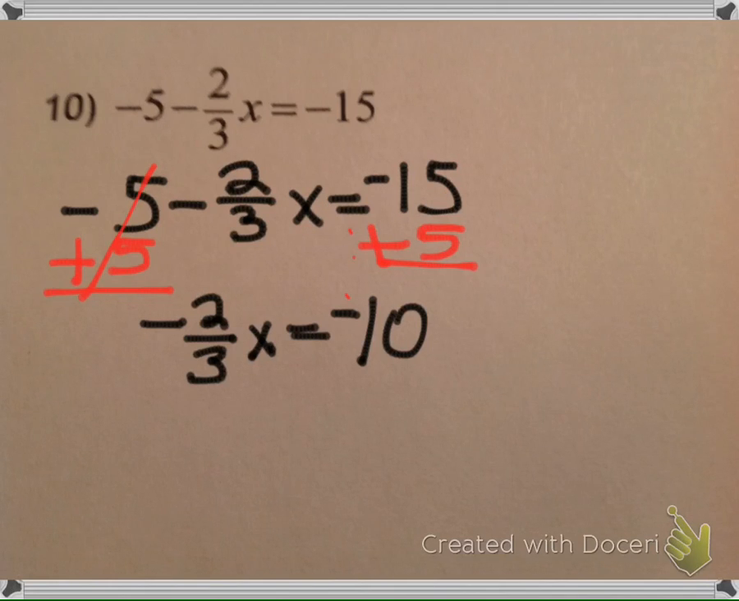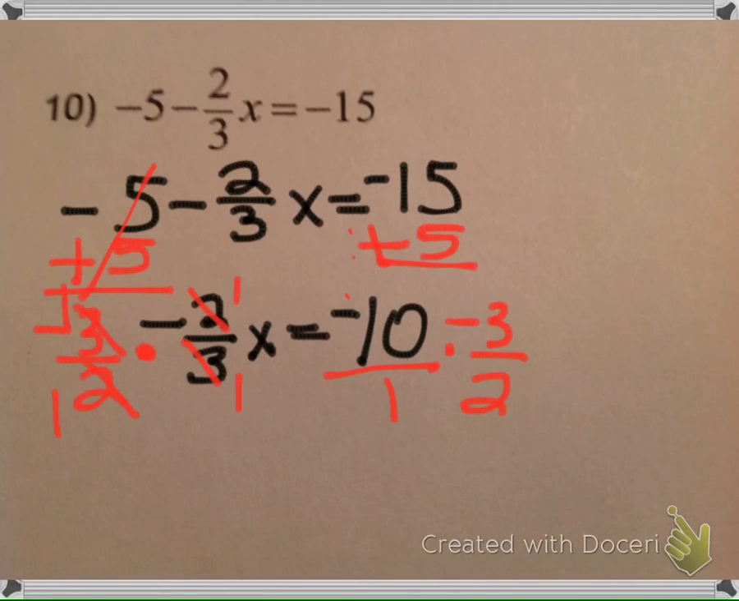This operation, negative 2/3, is times x. The inverse is division, but we don't divide fractions. We multiply by the reciprocal. So you're going to multiply by a negative 3/2. Whatever you do to one side, you do to the other. If you don't divide or multiply by a negative, you're not going to get rid of your negative.